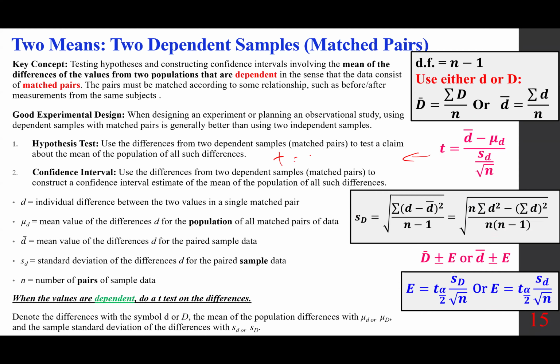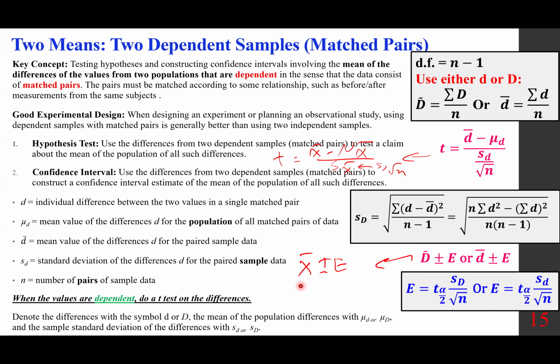Remember t is x bar minus mu sub x bar over s sub x bar, or s over square root of n. Okay, so now instead of x bar, you go with d bar, and the rest follows. And over here we have x bar plus minus E, so it's D bar. It's the same thing. If you call it x bar, it gives you absolutely the same.